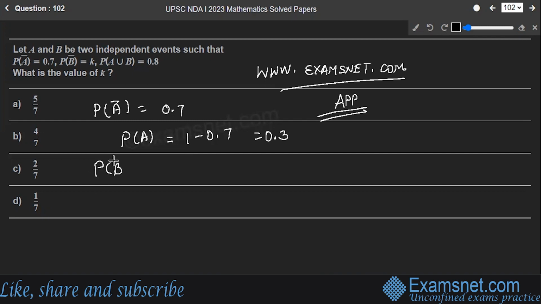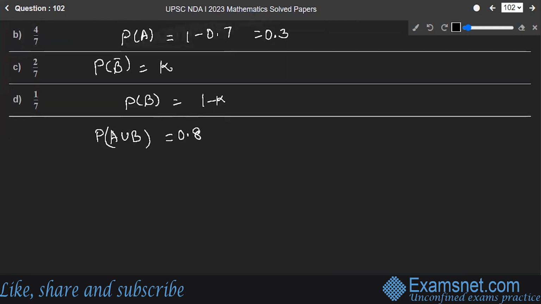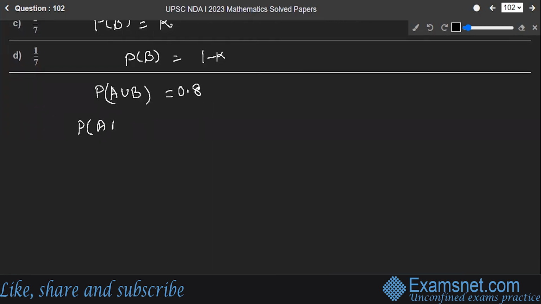Similarly, P(B bar) is K. So that means the probability of event B to happen is 1 minus K. And you are given that P(A union B) is equal to 0.8. Now, A and B are given to be two independent events. That means the probability of A intersection B is equal to P(A) multiplied by P(B). That means it's equal to 0.3 into K.